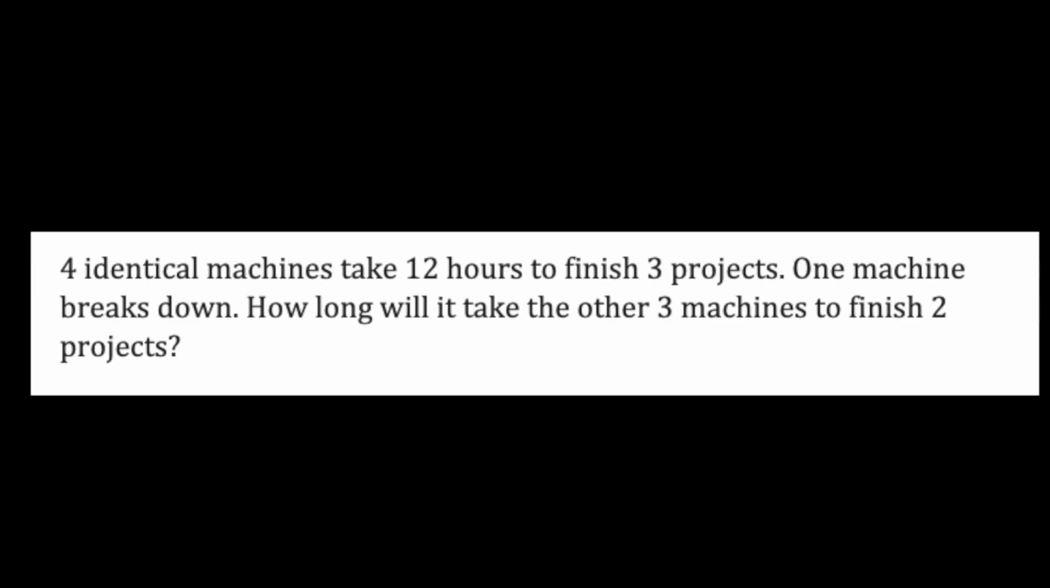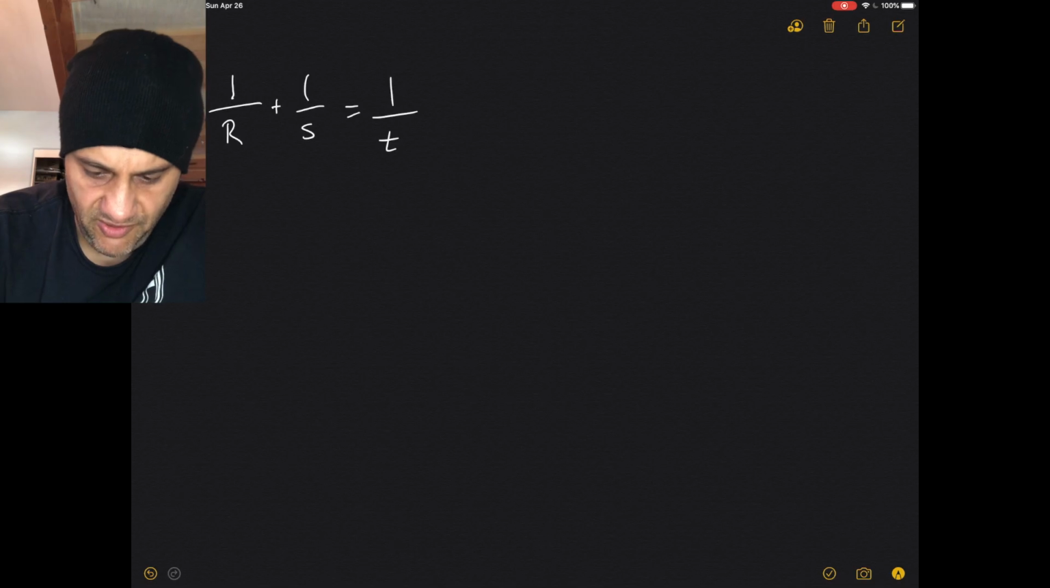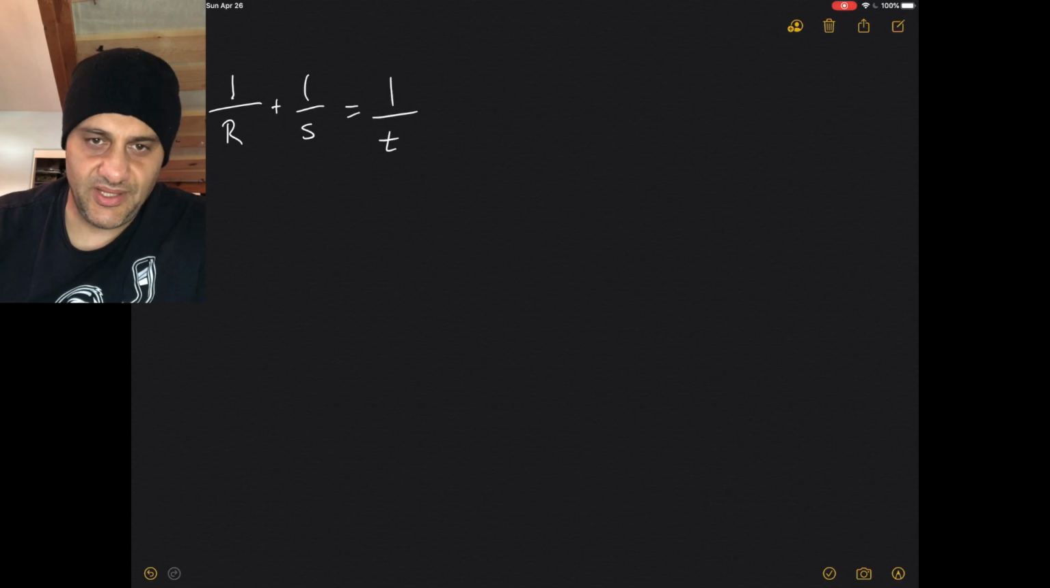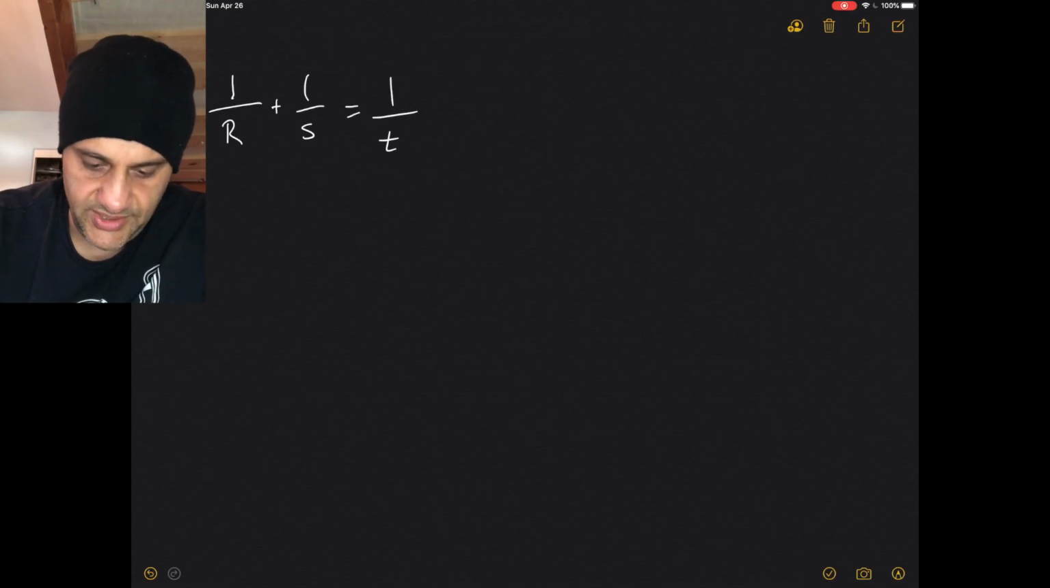This is what's called a work equation, and the formula to do these equations goes like this: 1/r + 1/s = 1/t. I went over this formula and why this is the formula for these equations in great detail in a past video, and I'll put the link to that video below if you want a lot more detail about why that's the formula for this. All right, but the way it works goes like this.